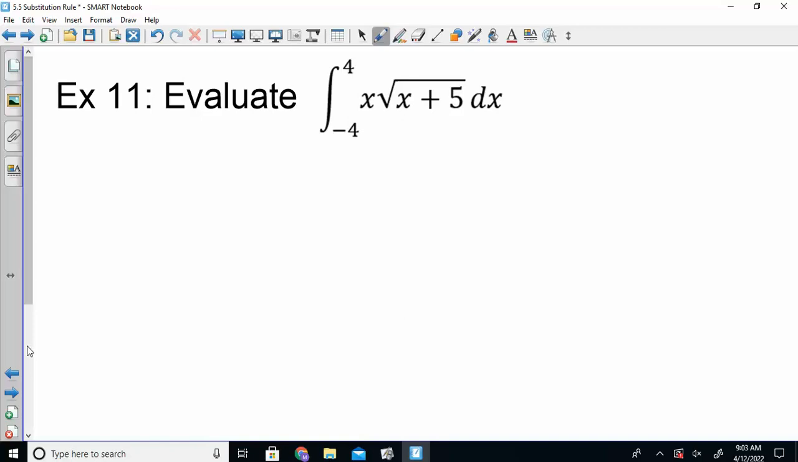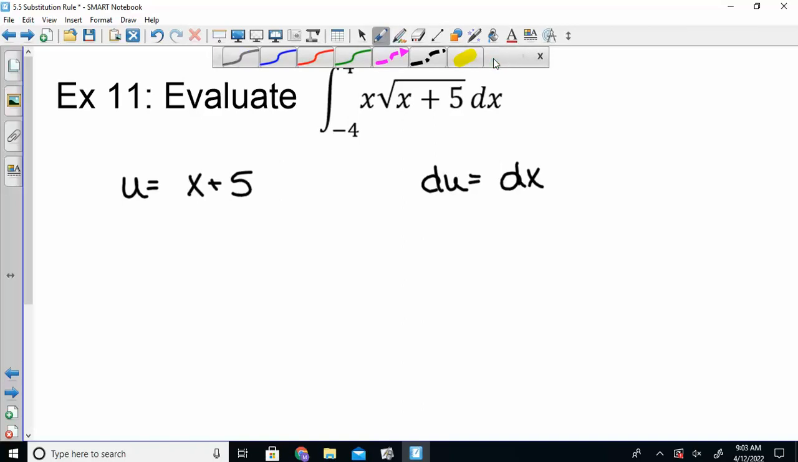So first step, we have to decide what u should be. So what would it be? x plus 5. So then what's the du? 1, and it gets a dx. So du is really just dx. Okay. So this doesn't appear to have been all that helpful. We've got this taken care of, and we have this taken care of.